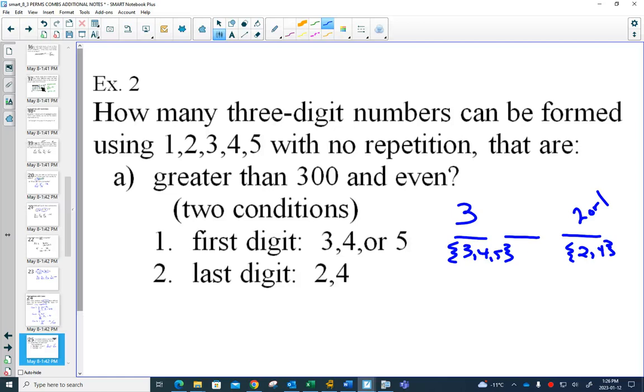So what we do to solve these ones where there's 2 restrictions and something overlaps, there's the problem, is that 4, right?